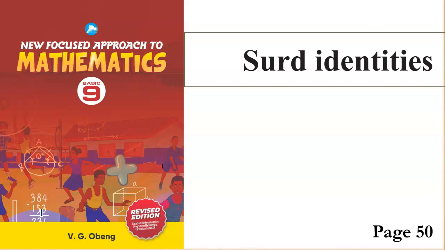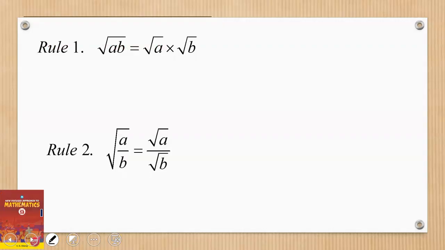This is the revised edition. And in this lesson, we want to learn set identities. We want to look at some of the rules that govern sets. This lesson can be found on page 50 of your book. Now, when we talk of set identities, like we said, we are looking at the rules. And so we have 5 different rules we want to consider, which will guide you in simplifying sets at the same time solving problems involving sets.